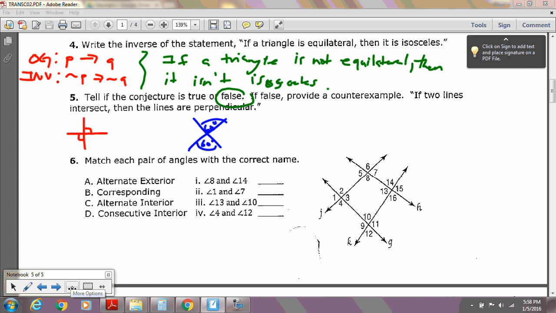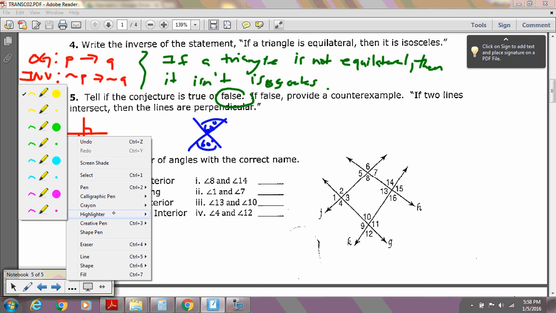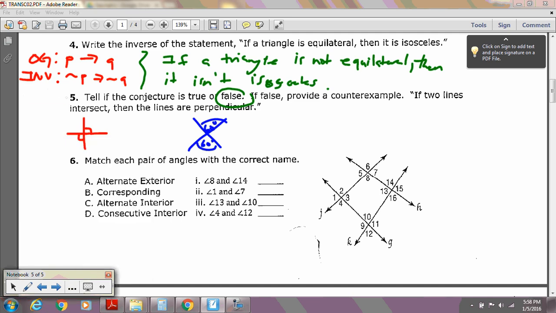Alrighty, on number 6, they want us to match the pair of angles with the correct name. So let me grab my handy dandy highlighter. Looking at angle 8 and 14 first. When I look at angle 8 and 14, they are on alternate sides, and they're in between 2 lines. So that means they are alternate interior angles.